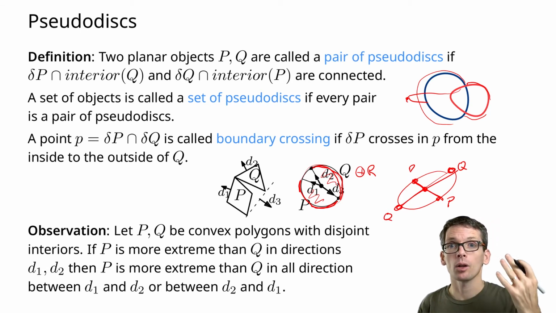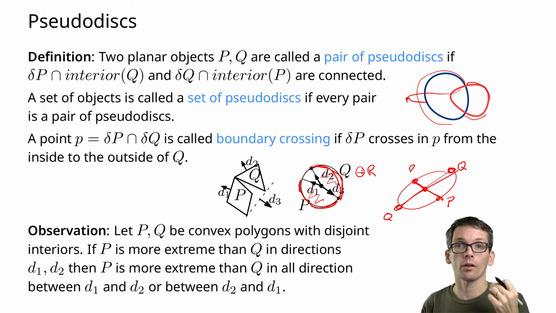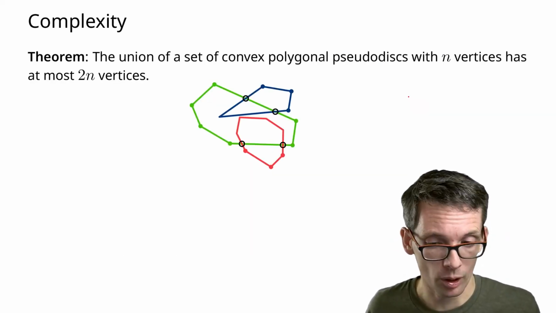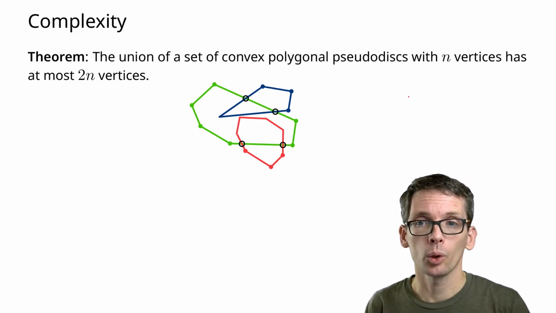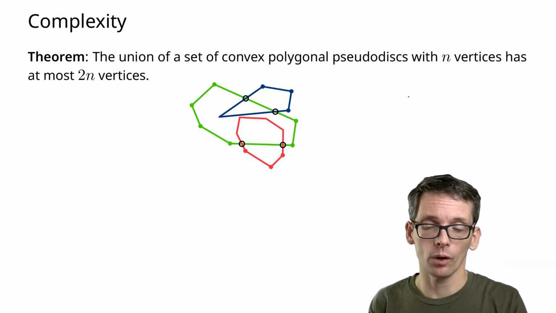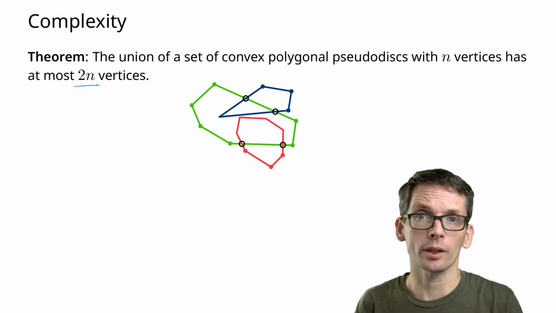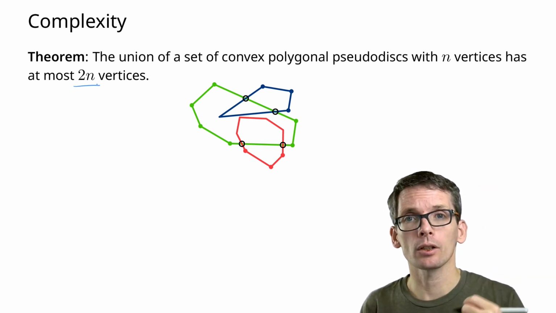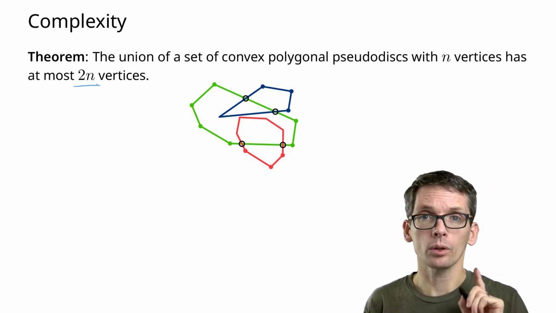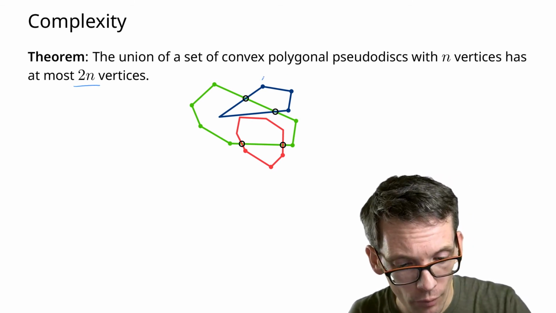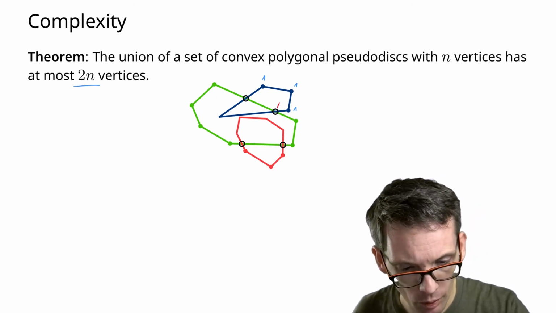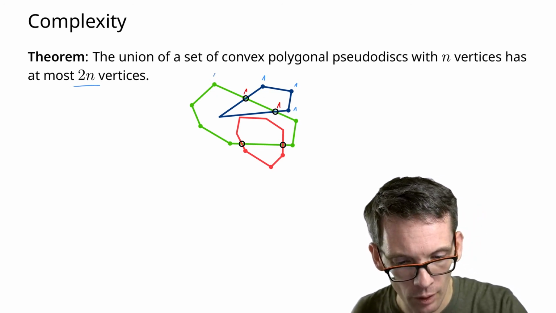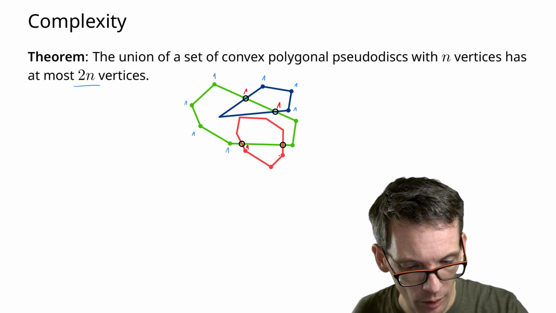It helps us in terms of bounding the complexity of the union of the forbidden spaces. And for that we have the following theorem. The union of a set of convex polygonal pseudodiscs with n vertices overall will have at most 2n vertices. And the argument that we're going to use here is a charging argument. So we're going to look at the vertices of the union. And this is also a vertex of the union. Let me color it differently. This is also a vertex. And here, this one, and so on.